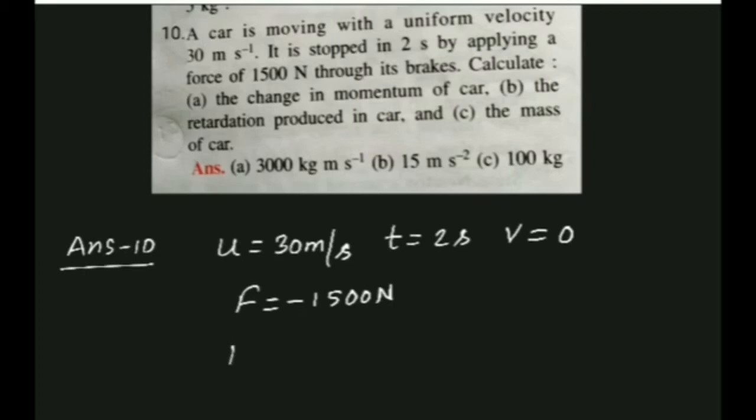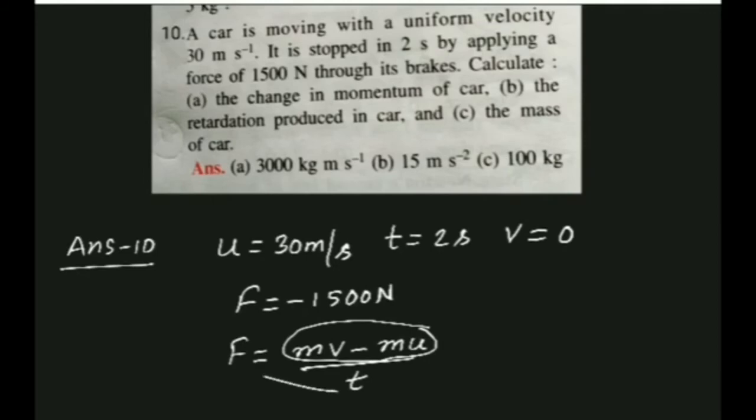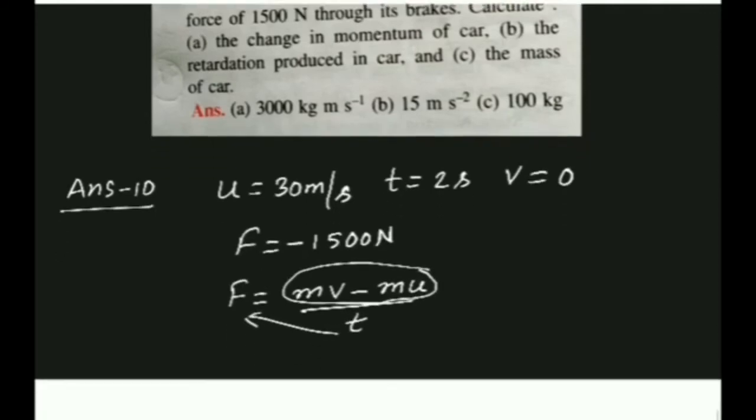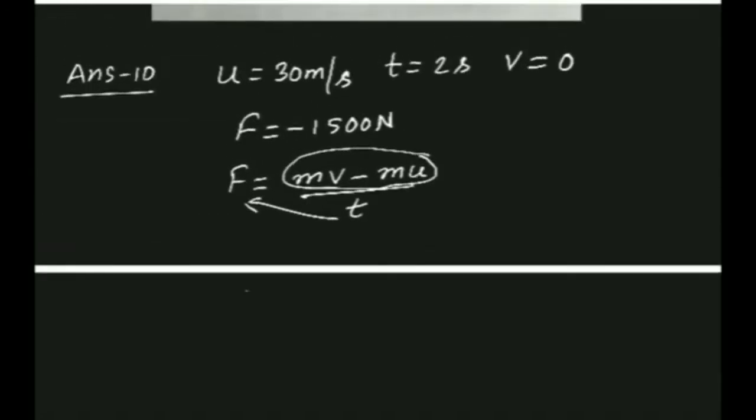Now what is the formula for the second equation of motion? This is the formula. They are asking for the change in momentum. This is called change in momentum, mv minus mu. So simply take t to the other side. F into t will be the change in momentum.